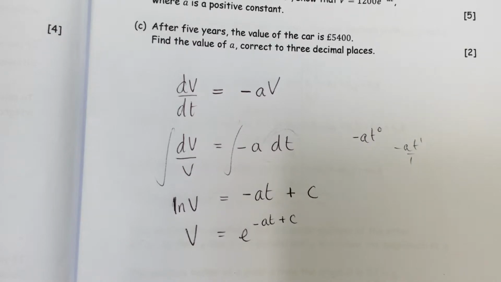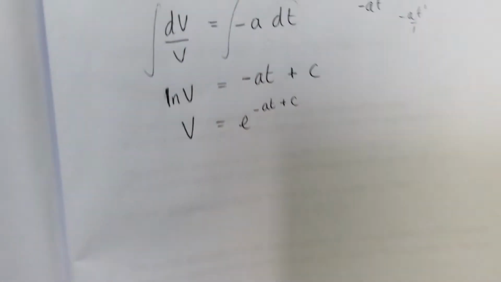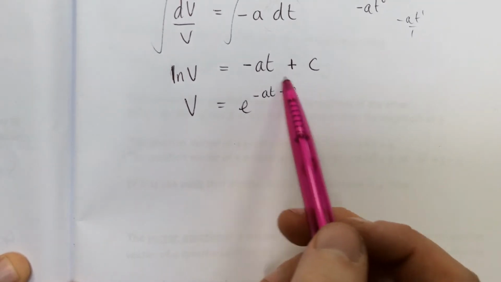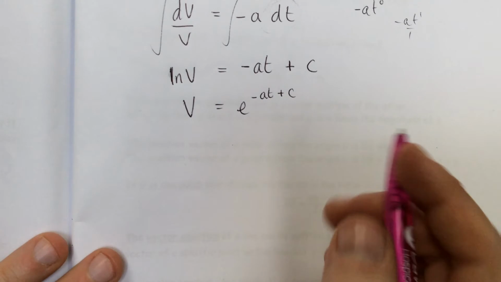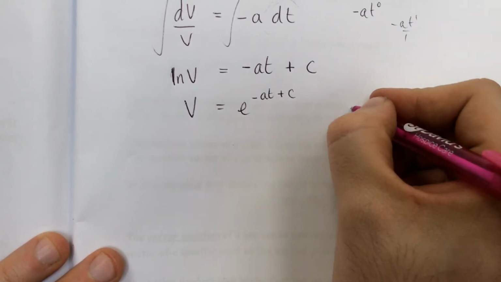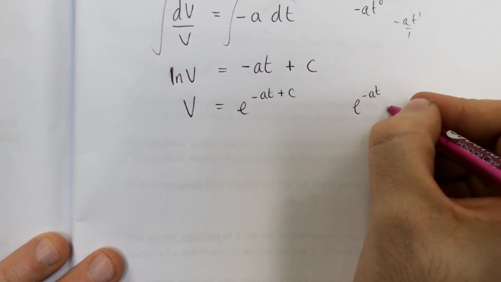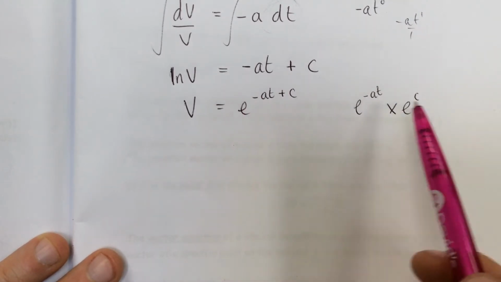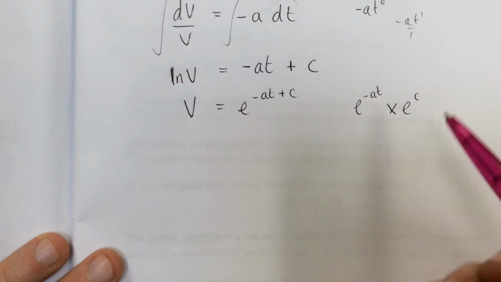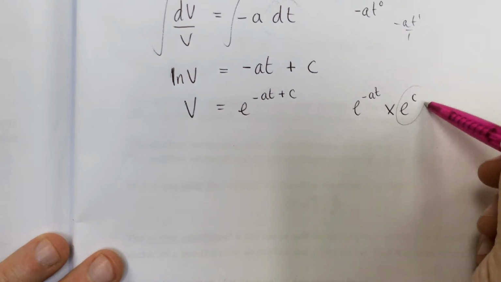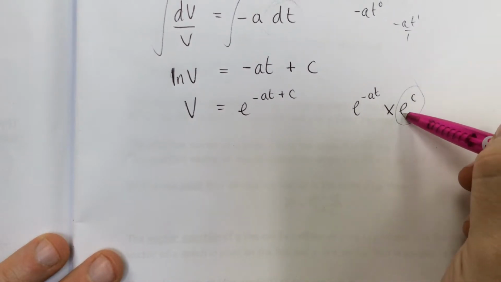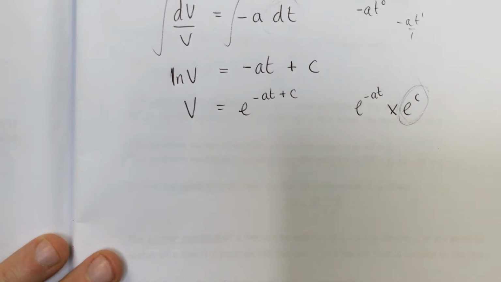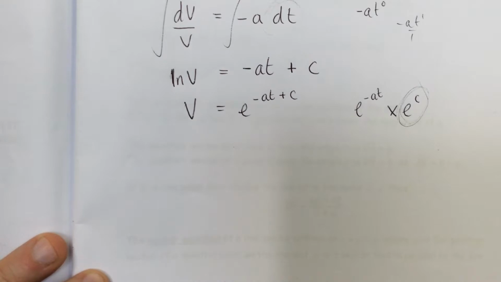Now at this point, there's a little trick that we use to take into account the fact that there's actually a constant within this here. If I was to write this out as e to the power of minus at times by e to the power of c, this is the same as that. Do we agree? If we times things, we just add the powers. Now e to the power of c, c is a constant, e is a constant. So that in itself is just a constant value. We don't know what constant value it is, but it is a constant value.